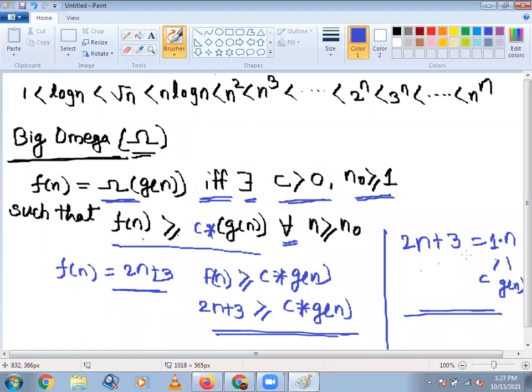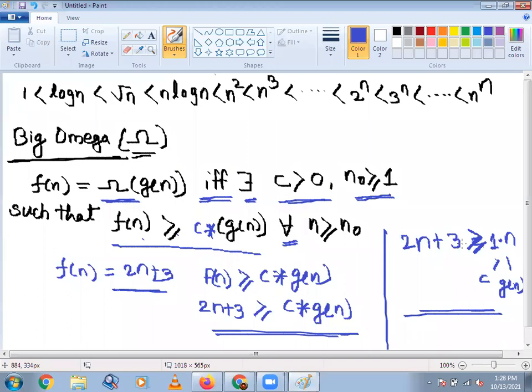Hello? If n is equal to 1, then satisfying this equation or not? Hello? Is it audible?